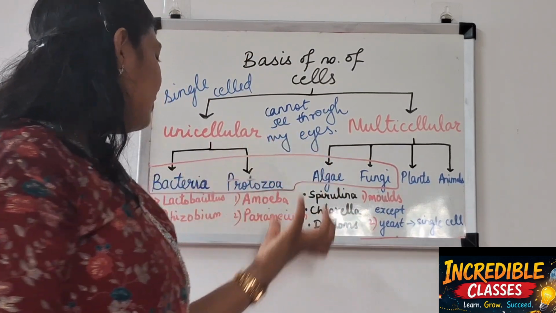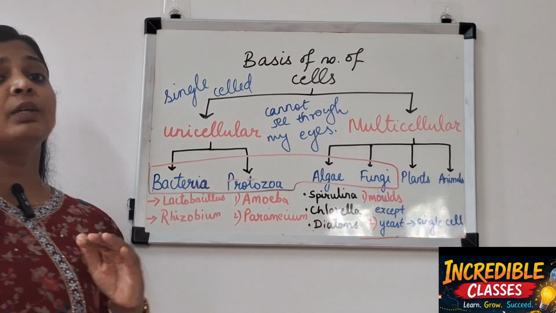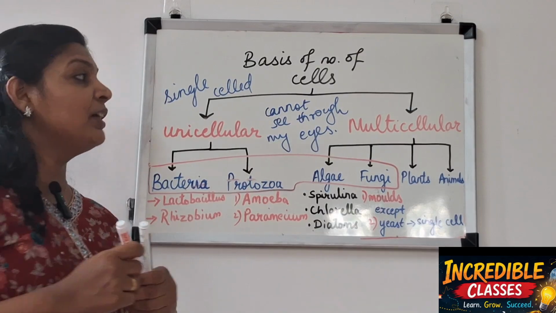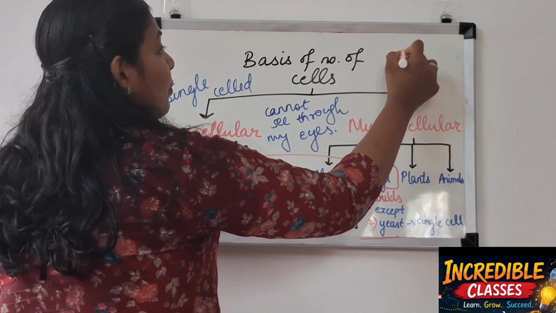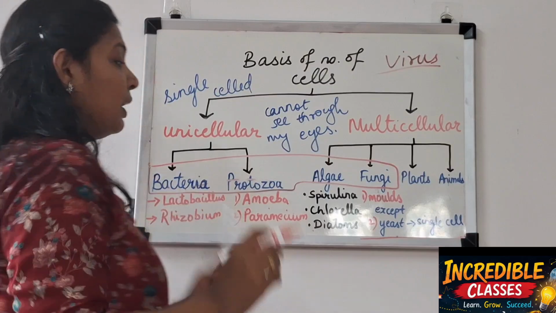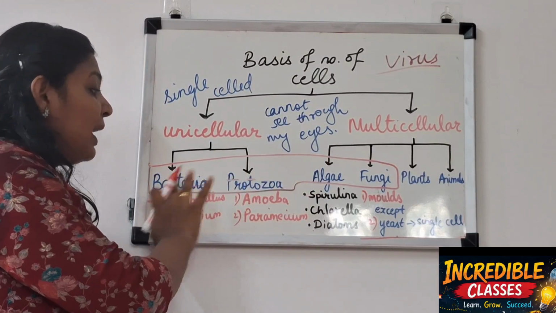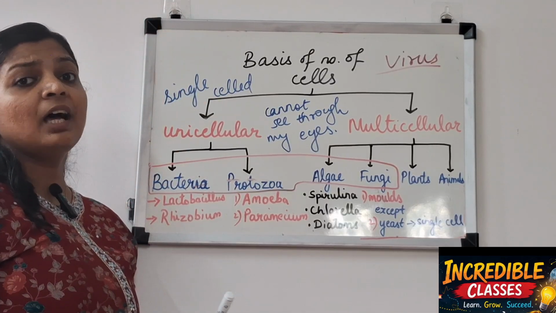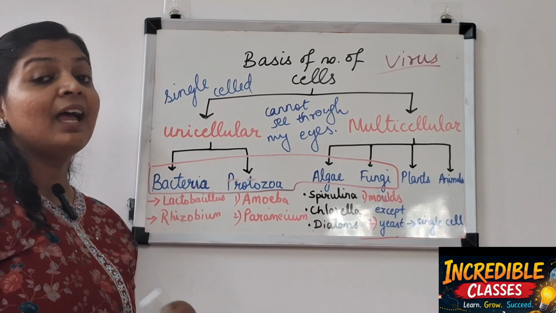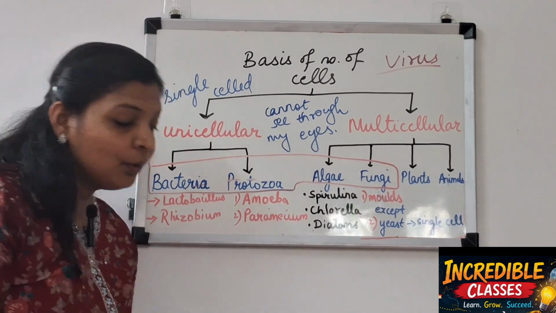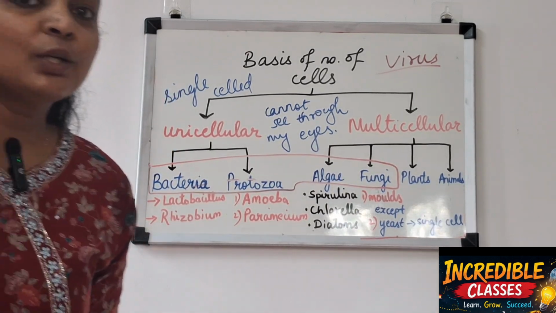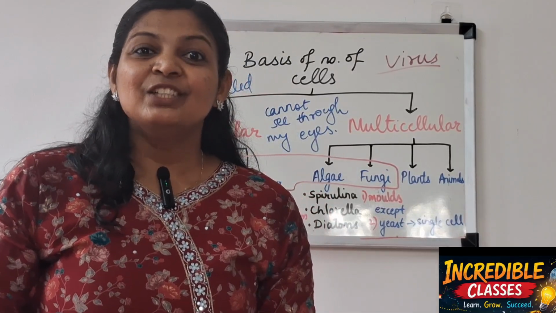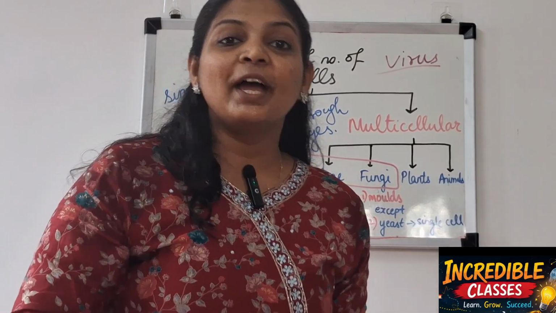So, specifically if I talk about bacteria and protozoa, we totally cannot see them. One more category is viruses. Bacteria and protozoa, we totally cannot see them through our naked eye. So we call them microorganisms. Okay. So we are going to learn about microorganisms.